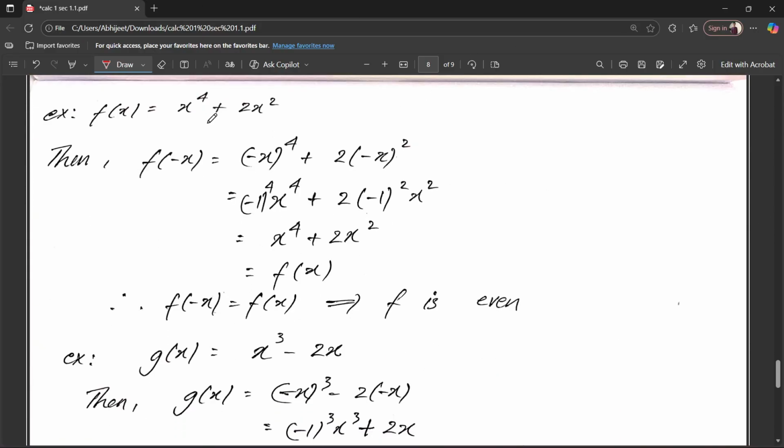Let's look at some examples. f of x is x to the 4 plus 2x squared. Let's calculate what f of minus x is. To find that out, we just take minus x and throw it wherever we see x. Sorry, replace x with minus x. Replace x's with minus x.